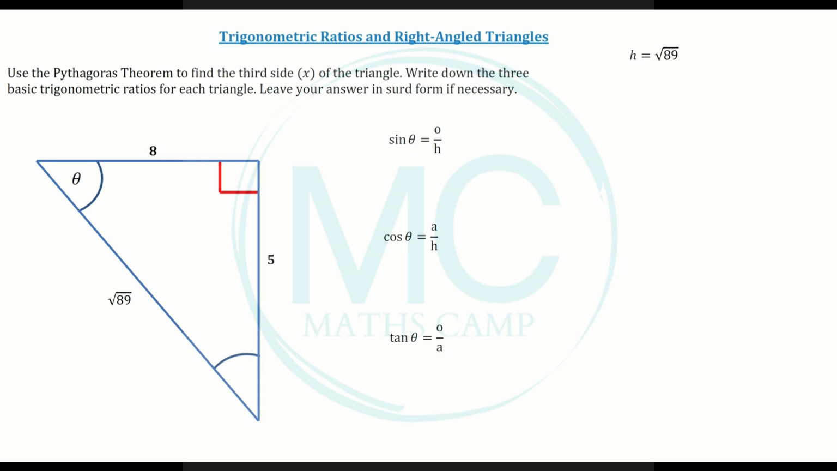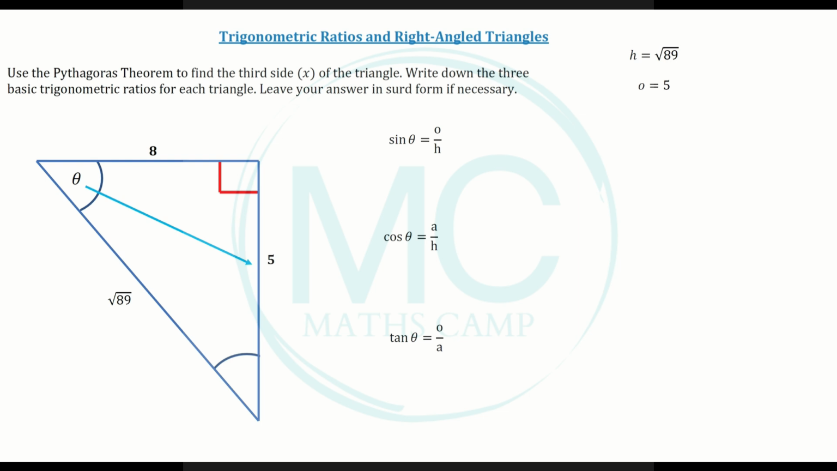And tan theta is equal to the opposite over the adjacent sides. But before we can find the values of these ratios, we still need to find the values of the opposite and adjacent sides in respect to theta. So let's start with theta and draw a line to the opposite side of the triangle. This side is 5 units long. So we can make a note and we say O for the opposite is equal to 5.